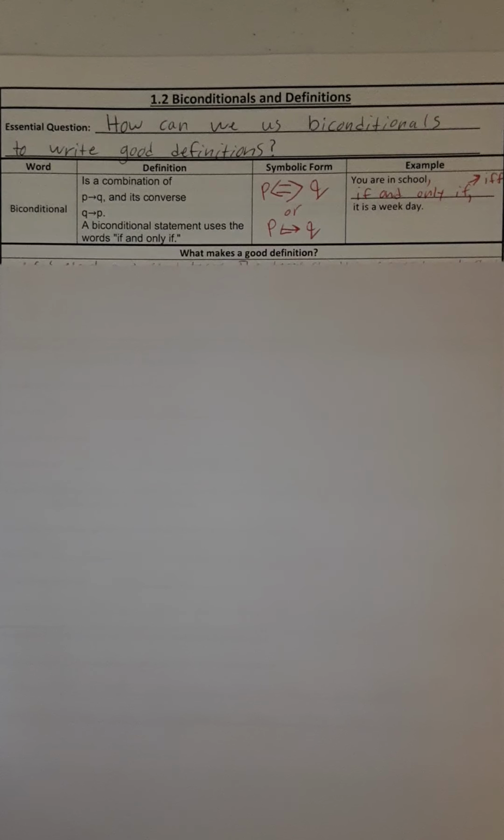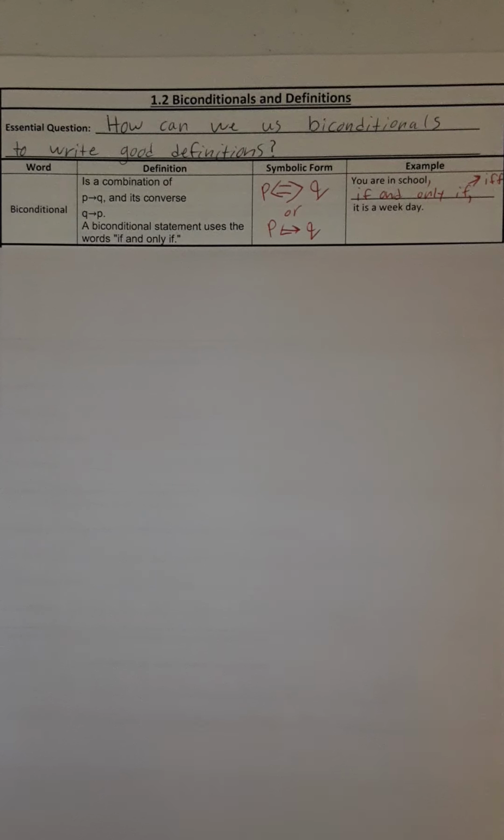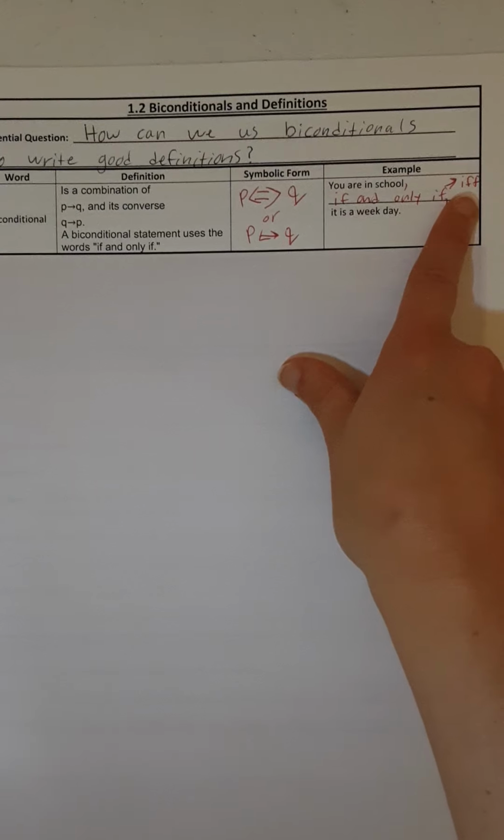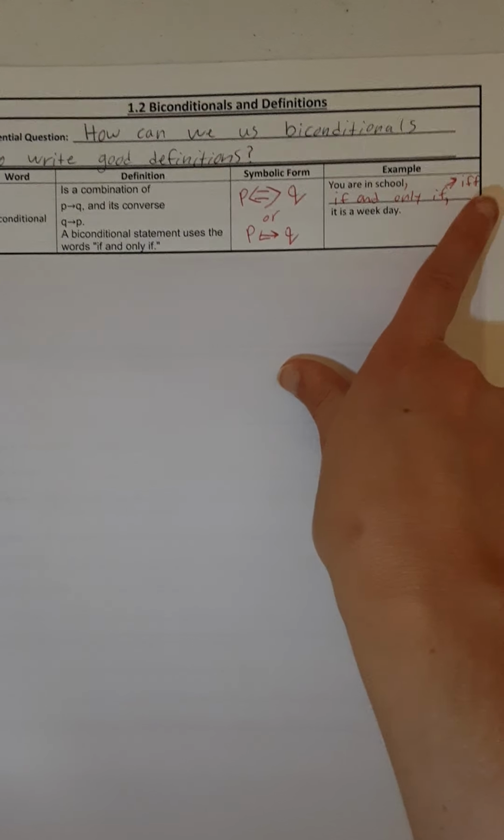So first we have some vocab on biconditionals. A biconditional is the combination of a conditional statement, P implies Q, and its converse, Q implies P. And we combine them with the words if and only if. We also use IFF as an abbreviation for if and only if. So I'll use that below.